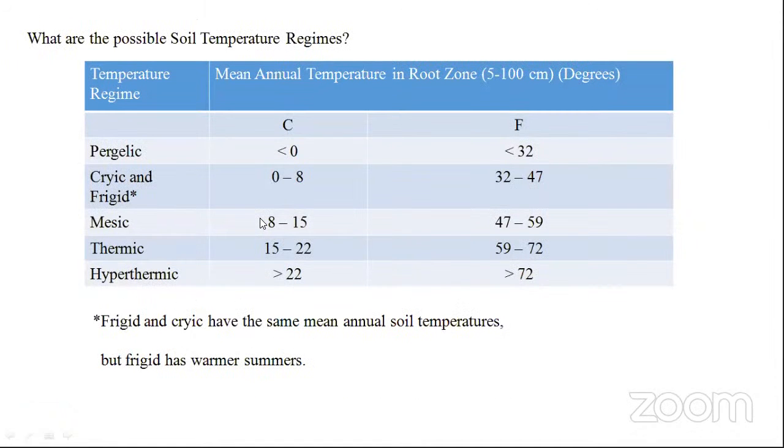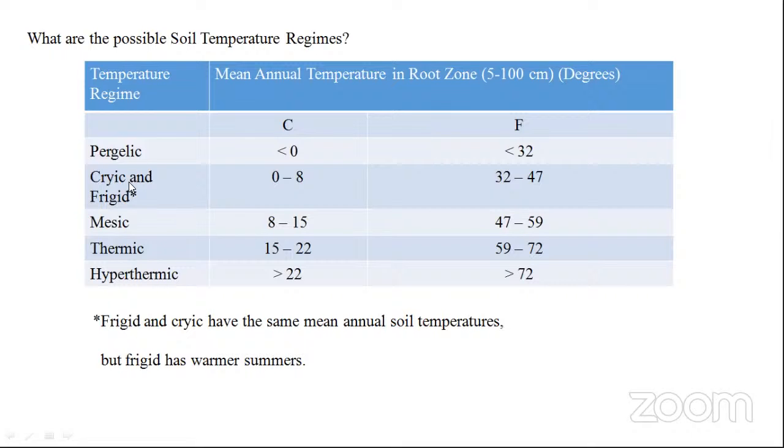So what are the different possibilities of temperature, sir? These are the different possibilities. Remember, students, you will get one question from this. What are those words? Frigilic, cryic, frigid, mesic, thermic, and hyperthermic. First of all, try to spell out these words: frigilic, cryic, frigid, mesic, thermic, and hyperthermic.